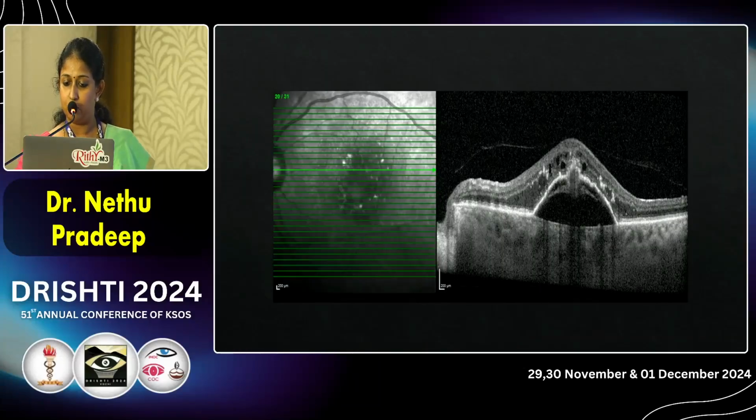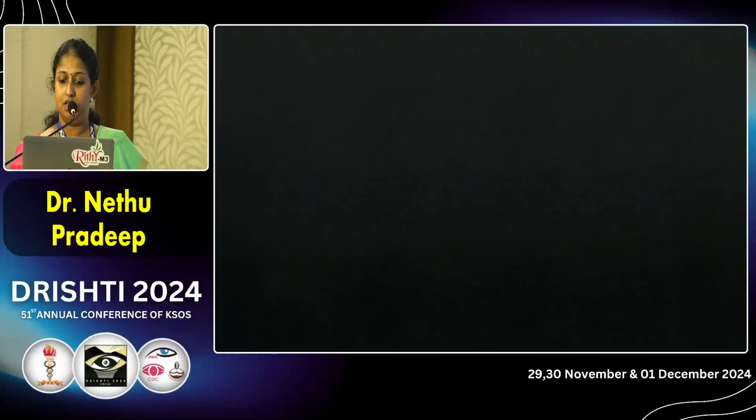I'll discuss it more. You can see the foveal contour of the eye is altered. There is intraretinal fluid, intraretinal exudates, a PED with disruption of the RPE at the apex of the PED, with a homogeneous hyperreflective material corresponding to a network. Beneath the PED also you can see hyperreflective material.